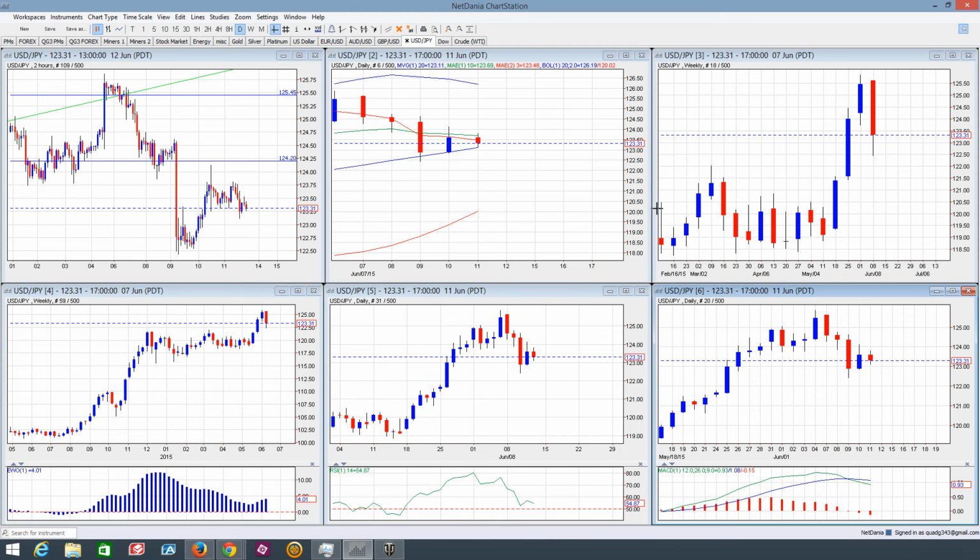Overall picture, I think, for USD JPY is looking bearish. I think we've completed a top, significant top, and we'll continue to see some fall through to the downside in the next week.